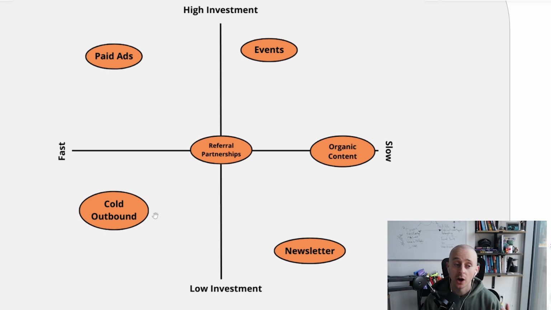Chances are you're not going to get a ton of traction from organic content and have a direct link to sales immediately. And then newsletter: low investment, just takes some time, slow, but has been one of the best things that we could have launched for our business, is having a newsletter that goes out on a weekly or bi-weekly cadence. So that kind of gives you an idea of some of the pieces.